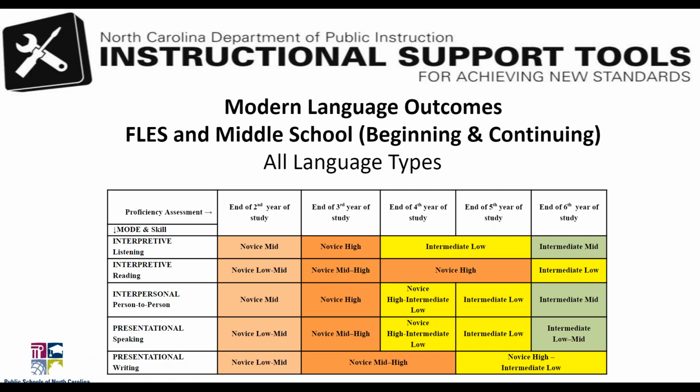So for our modern language outcomes for FLES and middle school programs, this covers all types of languages: alphabetic, logographic, and visual. Notice that each of the communication modes is assessed, and we have a goal for proficiency after a certain amount of time of study. For FLES and middle school programs, that goal was set after a certain number of years of study because, again, we're relying on the idea that students are getting at least 90 minutes of instruction per week or perhaps more. You see that proficiency builds over time, but at different rates and in different ways for the communication modes.